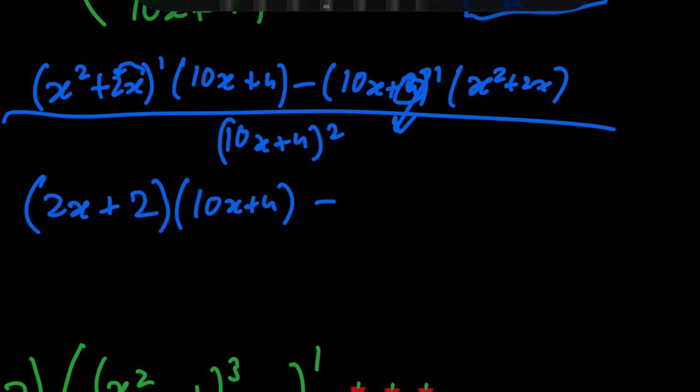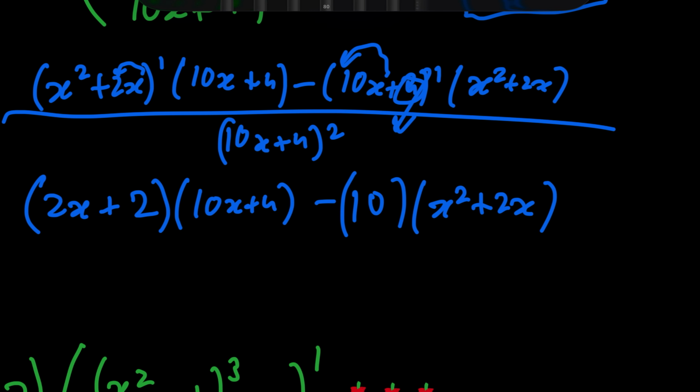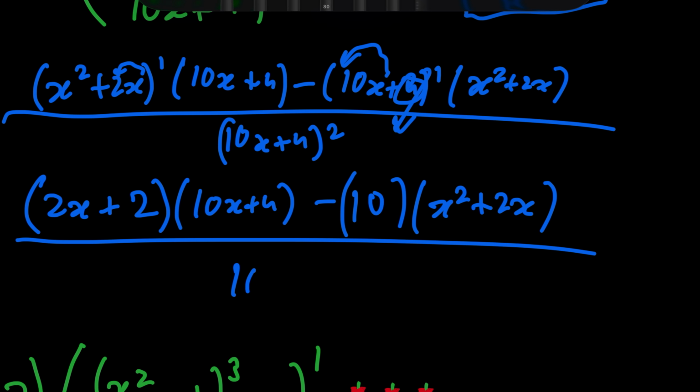4 is a constant, so we don't need to worry about that. 10x, well, we take 1 down here. It becomes x to the power of 0. So that just leaves us with 10 times, and then we don't need to take the derivative of the second one, so it's x squared plus 2x. And then we divide that by 10x plus 4.